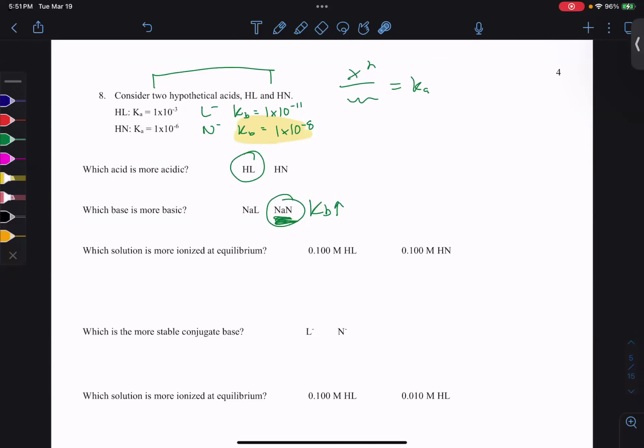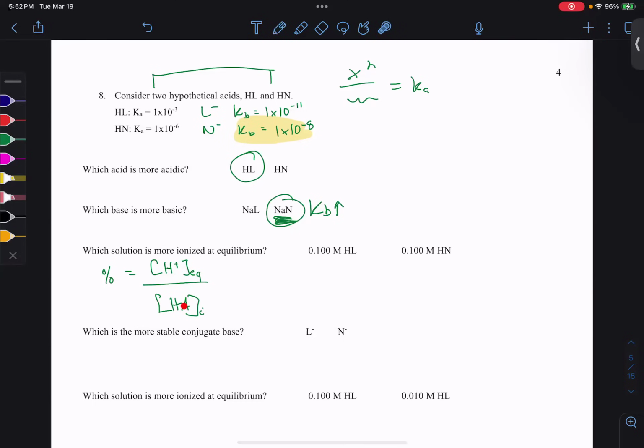All right, so then which solution is going to be more ionized at equilibrium? The same concentration of HL or the same concentration of HN? I will remind you, percent ionization is H plus concentration at equilibrium over initial concentration. Which one is more ionized? HL or HN? HL, it's HL. So let's look through this. How do we calculate percent ionization? It's how acidic the solution is over the initial concentration.